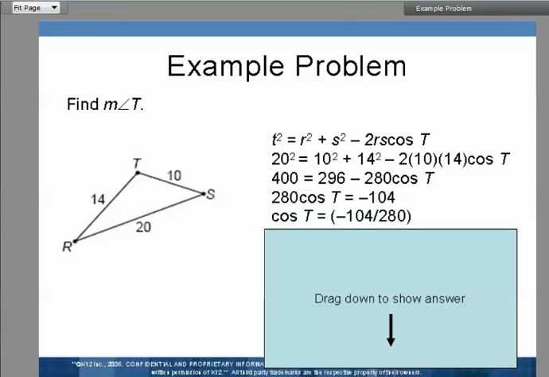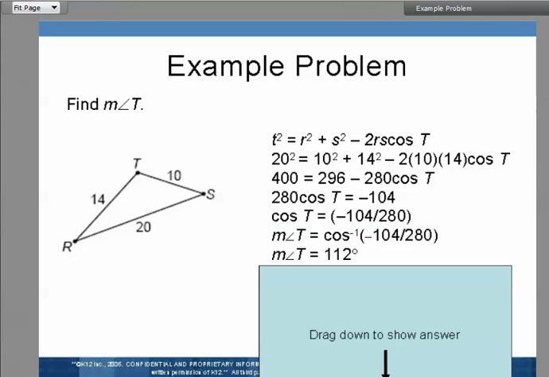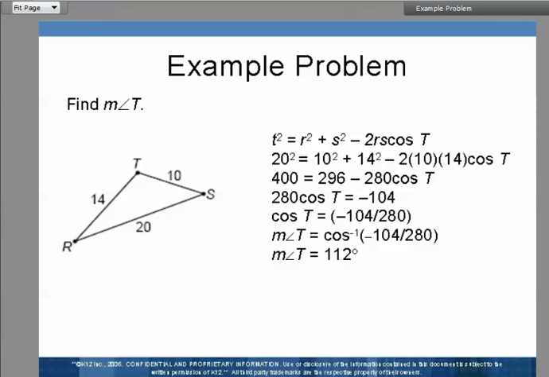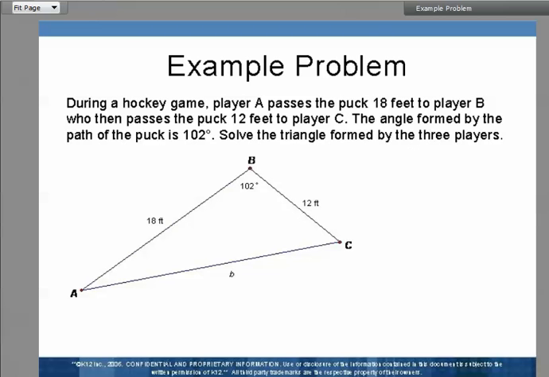Now, the negative sign shouldn't throw you off. Yes, cosines can be negative. So what you need to do is to put it in your calculator as the inverse cosine with that little negative 1 on it of negative 104 divided by 280. And it comes out to be 112 degrees. Cool? I think these problems are really quite cool. I really do like them.